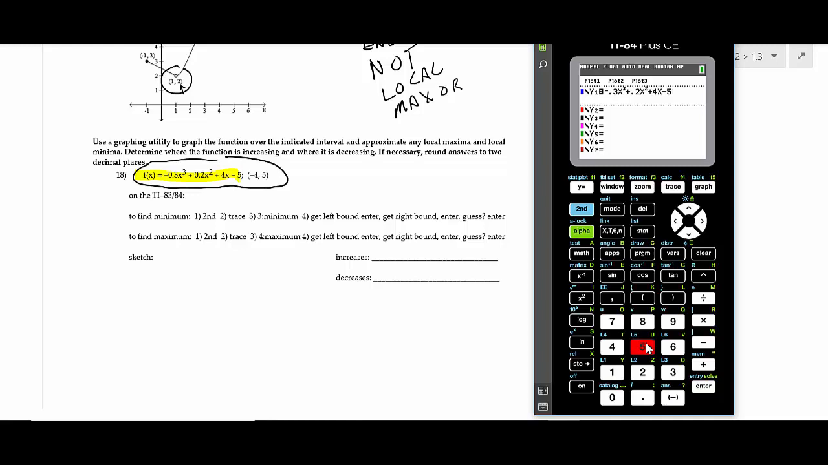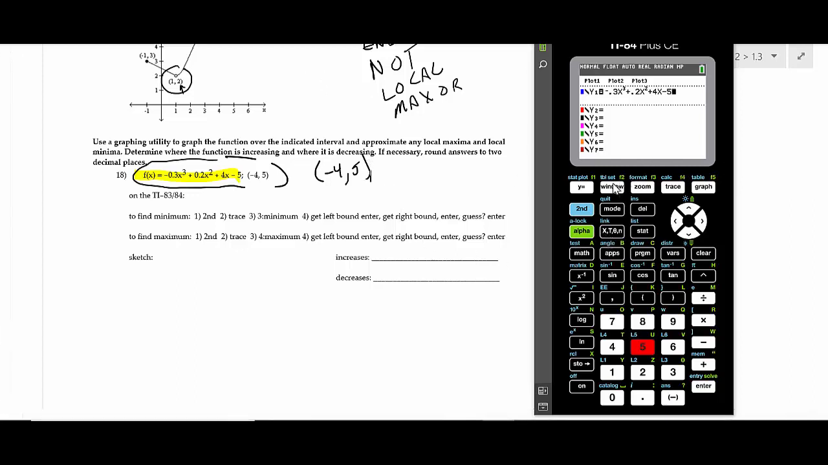And a lot of times what you have to do on this is figure out a window. Now I'm going to take off that negative 4, 5, and I'm just going to look. Hold on, that's an important part of the problem. That's the interval that we want to look at. So we're going to just look from negative 4 to 5. Okay. So let's do this on your calculator.